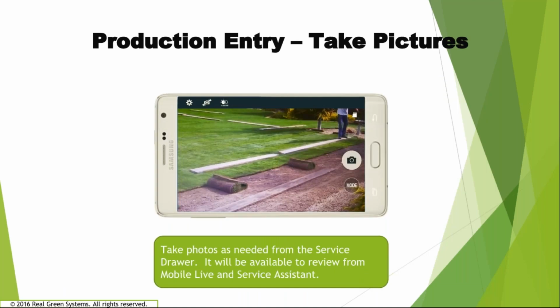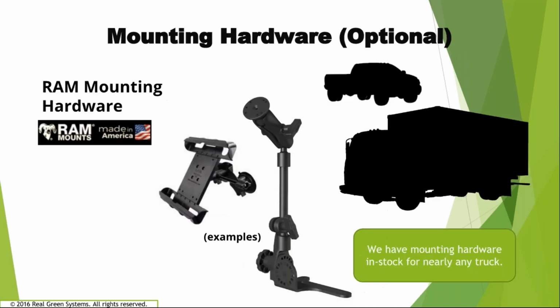We can take pictures with Mobile Live out in the field of conditions that we spot on the property. For example, if you see a bush that looks like it's about to fall over, you could take a picture. Then you are covered if the customer calls in 3 weeks later and says that you destroyed their bush. You have a time-stamped picture in your linked documents in Service Assistant that shows otherwise.